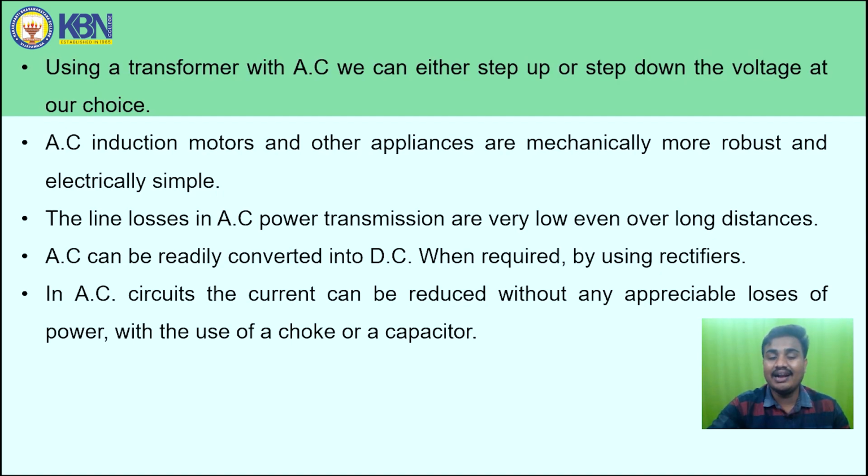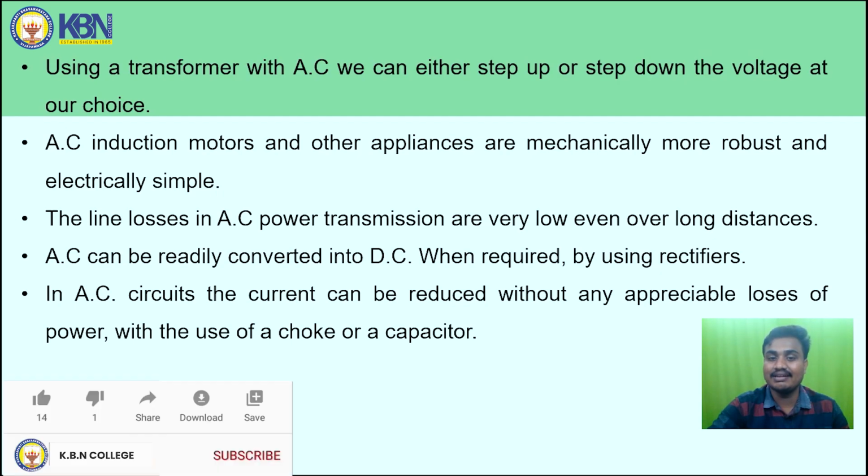Alternating current induction motors and other appliances are mechanically more robust and electrically simple. They are very simple, and they are robust. The line losses, the grid connection losses, in alternating power transmission are very low, even over long distances. Over long distances also the losses are very low.